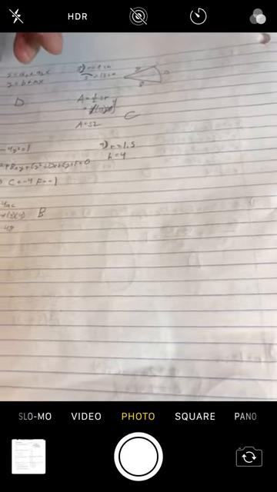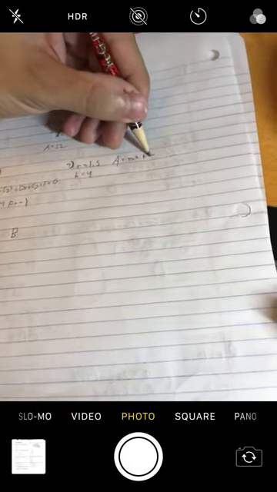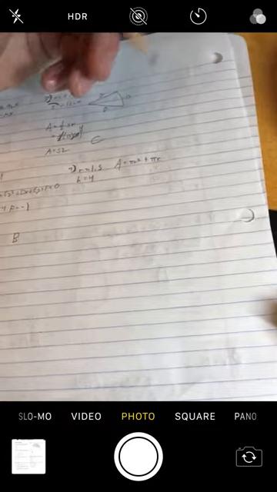Total surface area of a right circular cone. That means we need to figure out the base area and the area of the cone side. So that's going to be pi r squared plus pi r times the slant length. This is where we apply a little bit of the Pythagorean theorem.